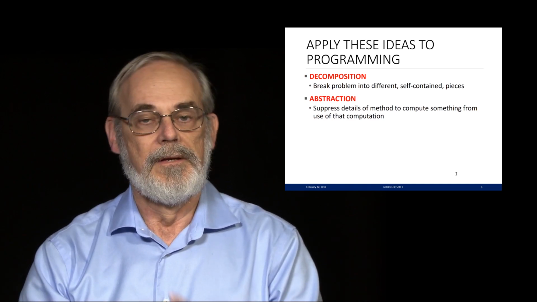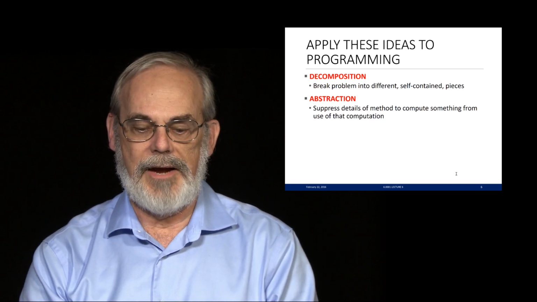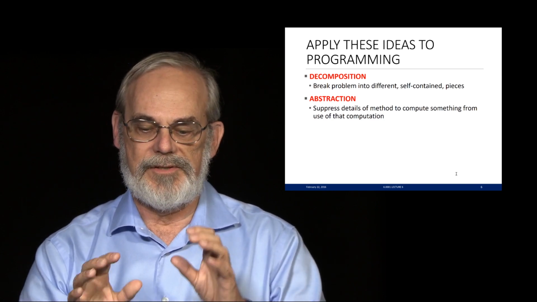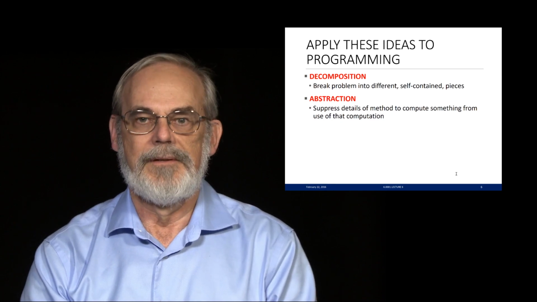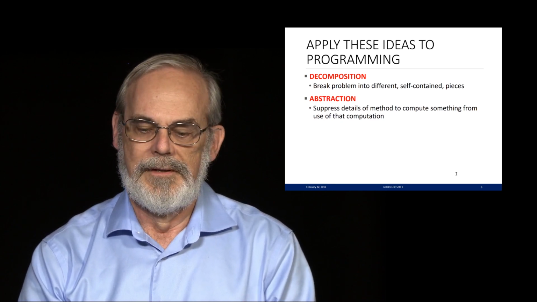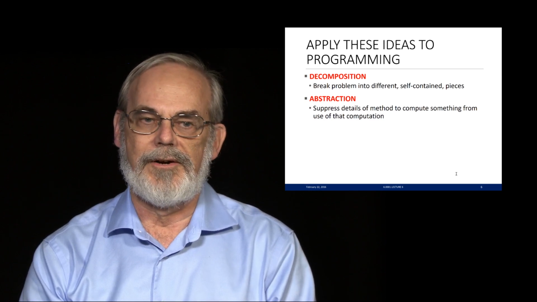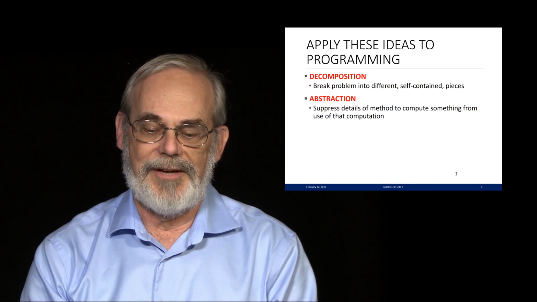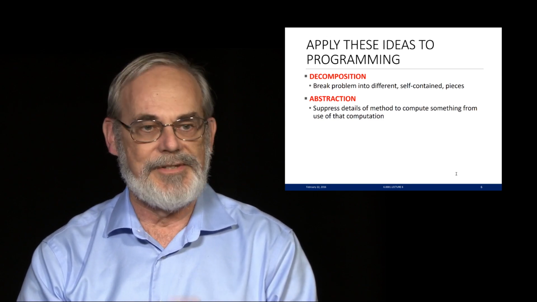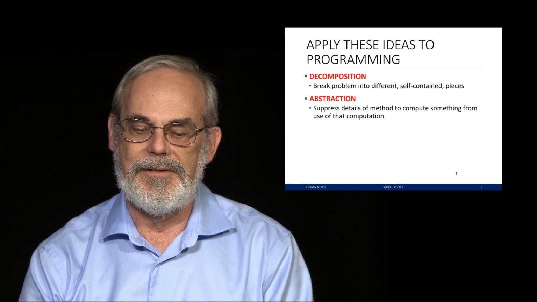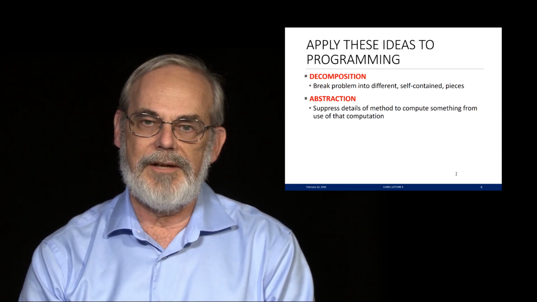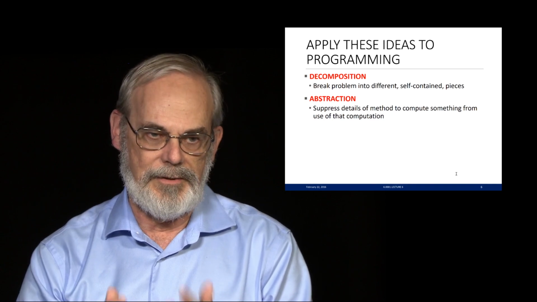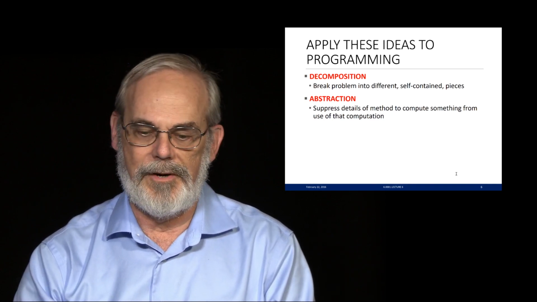And the second big idea, abstraction, that I want to be able to suppress the details inside that method in order to be able to compute something using that computation. And in fact, I just said them in the wrong way. What I first described was really abstraction. Decomposition is that idea of breaking it up into smaller pieces. With those two things together, we're going to now look at how do we make programs have those two properties.